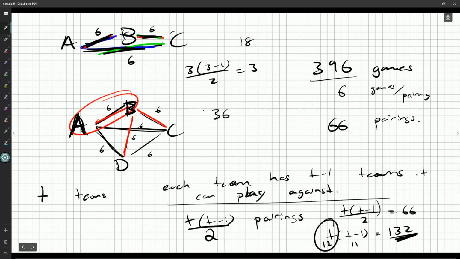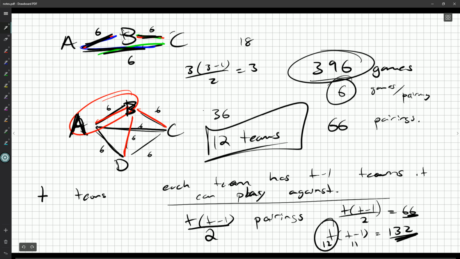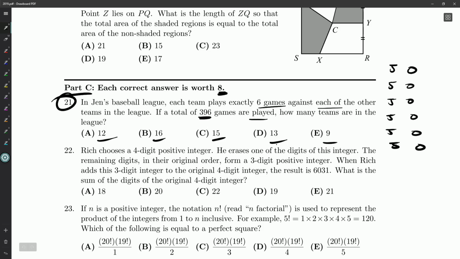12 teams play. That gives me 66 pairings. Each pairing has 6 games associated with it. That gives me my total 396 games. So 12 teams. And I think that was A. It absolutely was. So there we go. A, 12, and that's all there is.